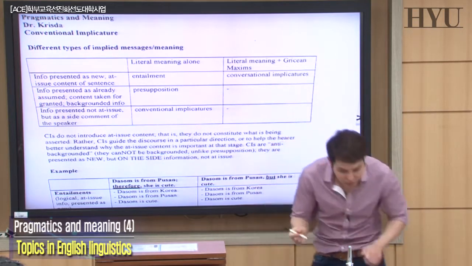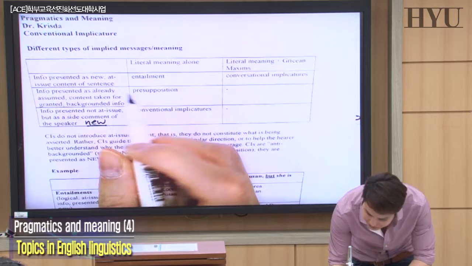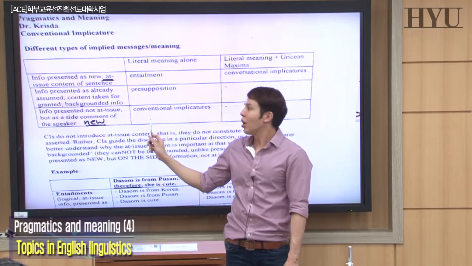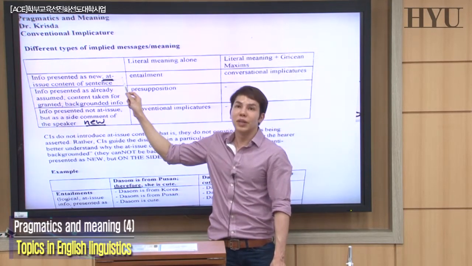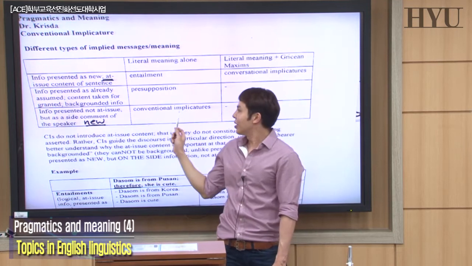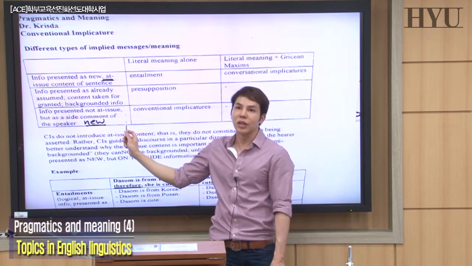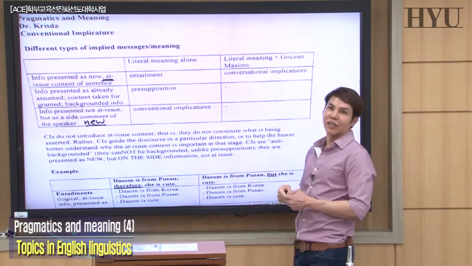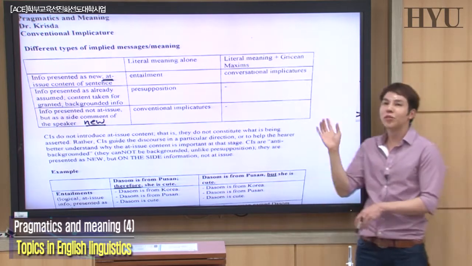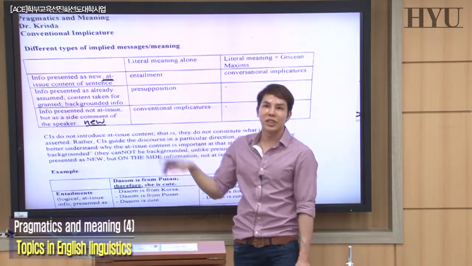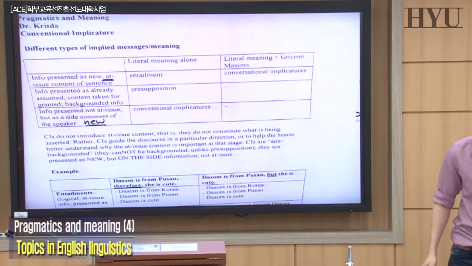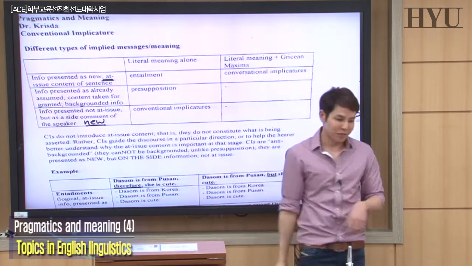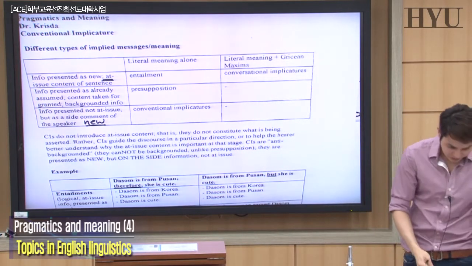It's new. Did I say new? So it's new, but it's not at issue, okay? Entailment is new and at issue, meaning it's new and important. But conventional implicature is new but not important. It's like the panchan, the side dishes that you eat in Korean cuisine. Panchan, not important, not the main dish, not bulgogi, but panchan. So this is the conventional implicature. The main dish is the entailment. The panchan is the conventional implicature. Okay? So on the side.